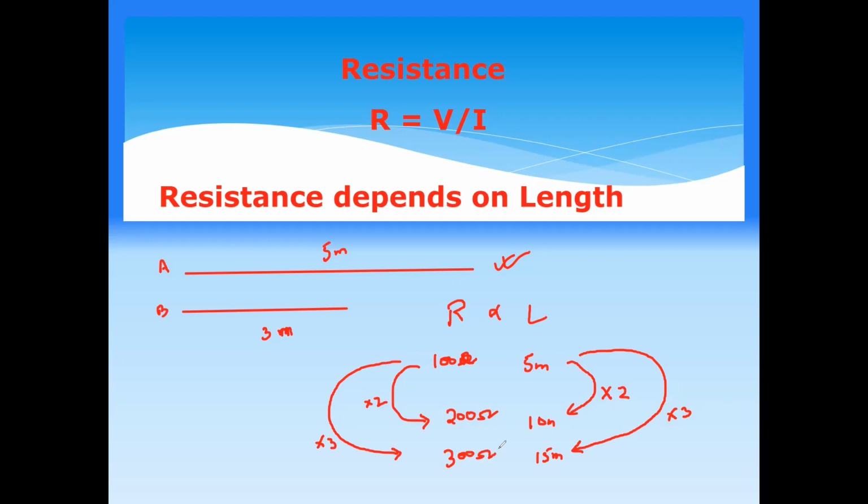So the first factor on which the resistance depends is the length. If you increase the length of the wire, the resistance will also increase. If you double the length, resistance will be double. If you triple the length, the resistance will be triple. Is it clear how the length affects the resistance of the wire?